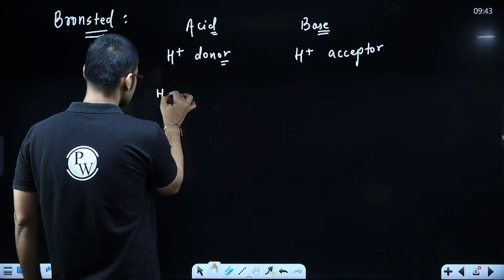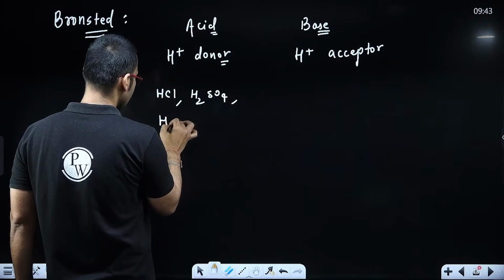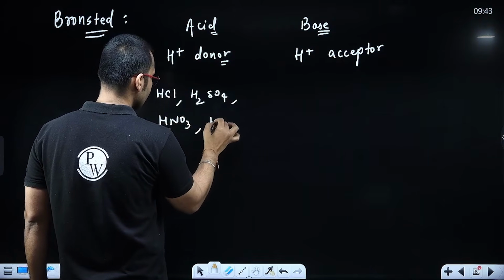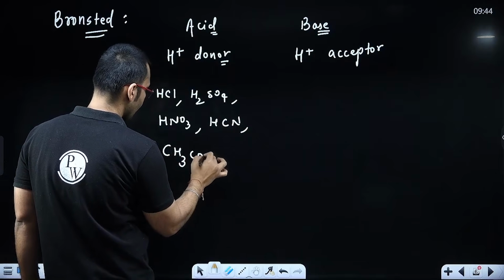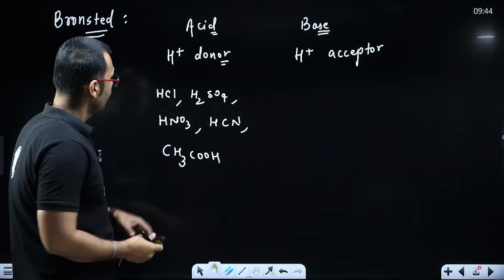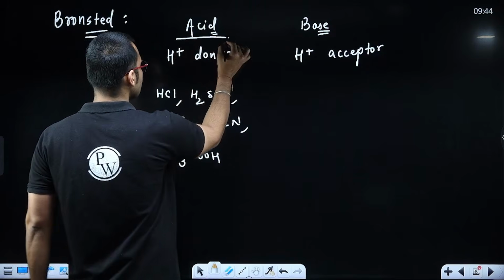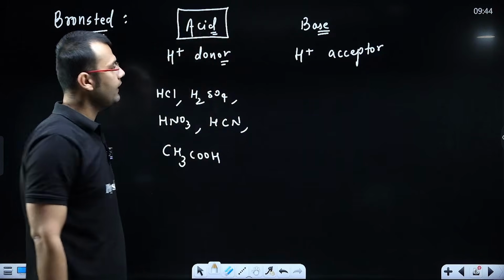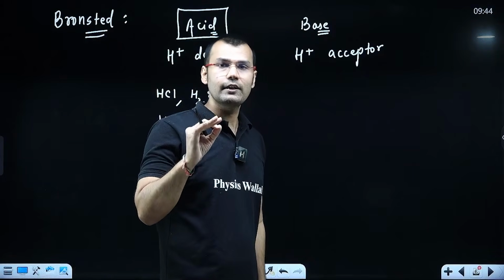Again, HCl, H2SO4, HNO3, hydrogen cyanide HCN, acetic acid, all these Arrhenius acids are also called Bronsted acids, because Arrhenius and Bronsted have the same definition regarding the acid. But in case of base, the definition is different.